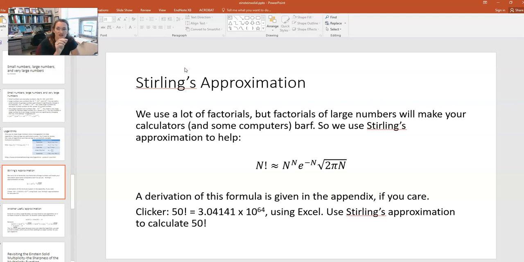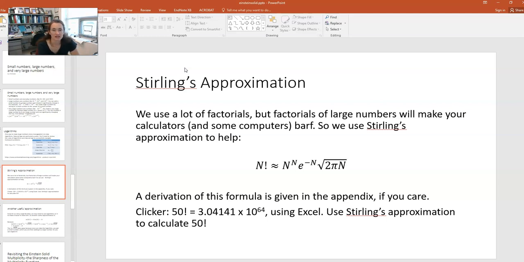But of course, factorials of large numbers are very large numbers, and very large numbers have a tendency to make calculators throw up, okay? Also some computer programs. So we're going to use Stirling's approximation to help prevent computer and calculator barfing. So Stirling's approximation goes as follows.